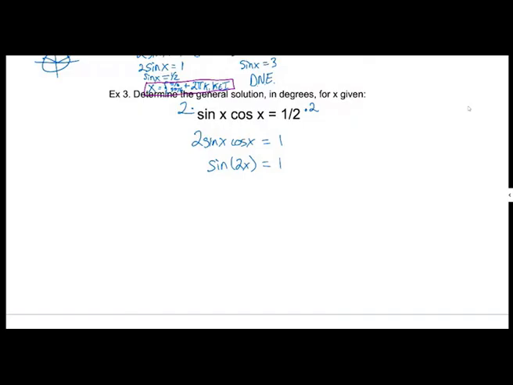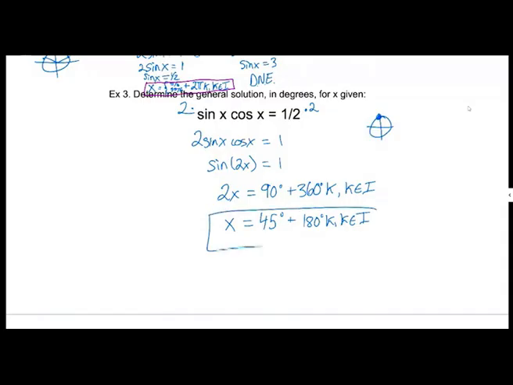Well, I can take the inverse sine of both sides here, and I get 2x is equal to, so again, I'm looking at where sine is equal to 1. So that's going to be at 90 degrees. There's only one place on the unit circle where that is going to be true. So I get 2x is equal to 90 plus 360k, k an integer. I divide everything by 2, which gives me 45 degrees plus 180k, k an integer. There are no non-permissible values in this question.